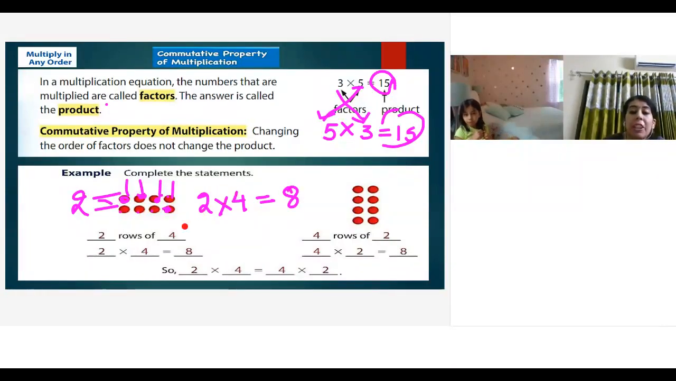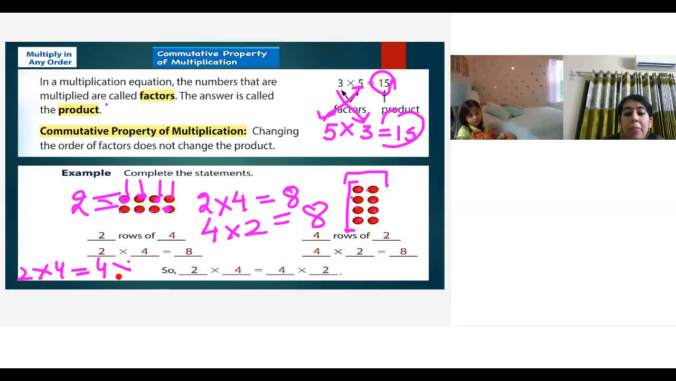Now, if I change the order and make it 4 times 2, can you see how many rows are there? 4. And how many columns are there? 2. And can you see that the same number of counters are there? The answer comes out to be 8. So that means 2 times 4 equals 4 times 2. Both are equal. Got it? Now you got it.